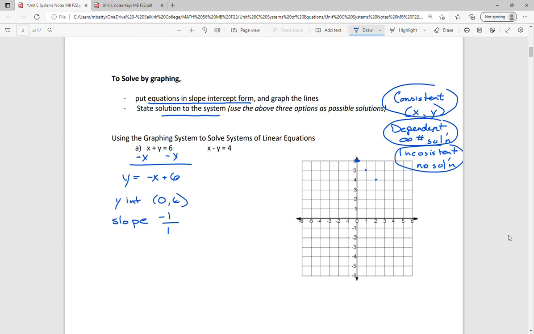And I could go down 1 and over 1, and I'm going to go more because you know how bad I am at drawing these lines. Oh, maybe. Oh, not so bad. Okay, and now I'm going to deal with the other equation.